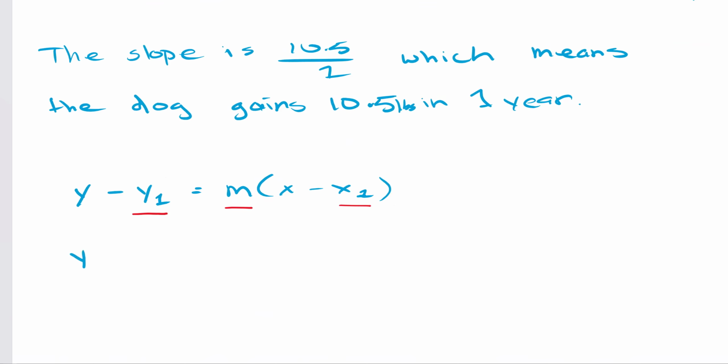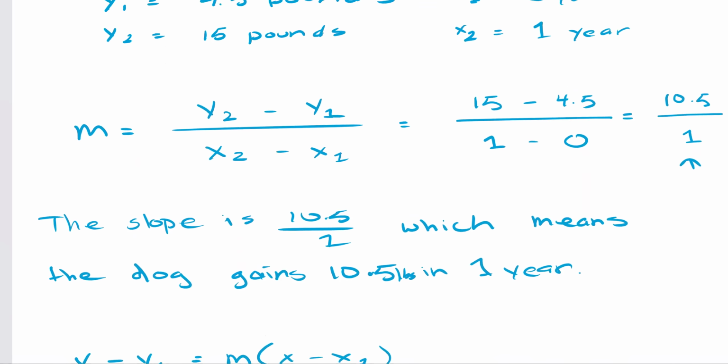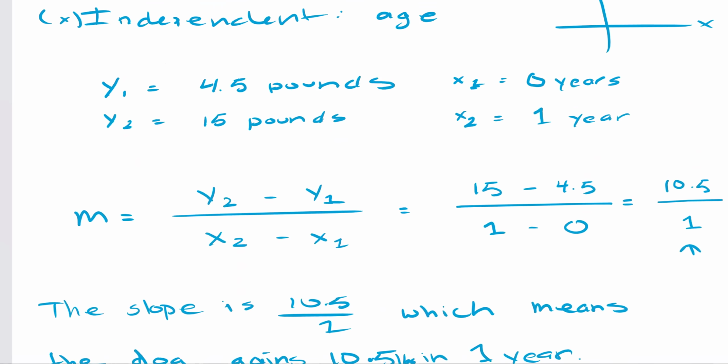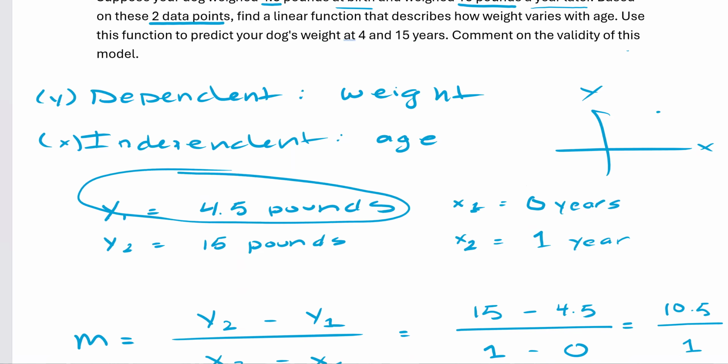So y sub 1, we labeled right here. y sub 1 is 4.5 pounds. So I'm going to plug that in. And while I'm up here, x sub 1 is 0. So let's just remember those two numbers.